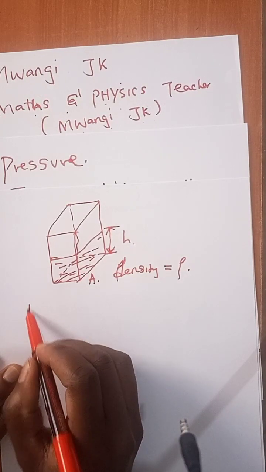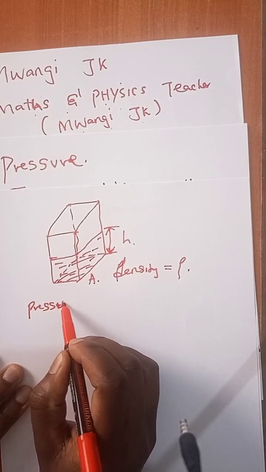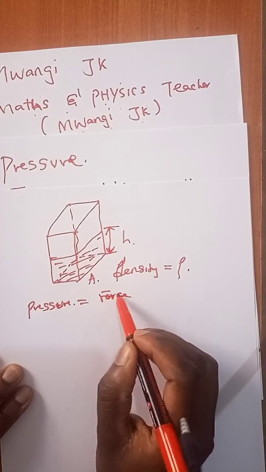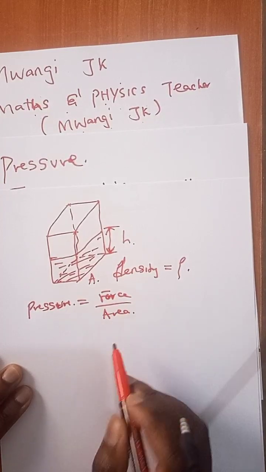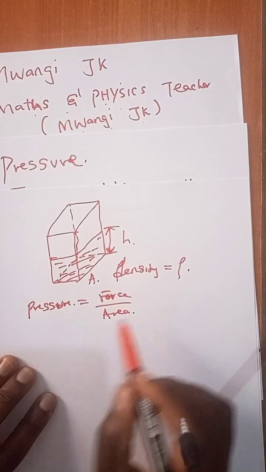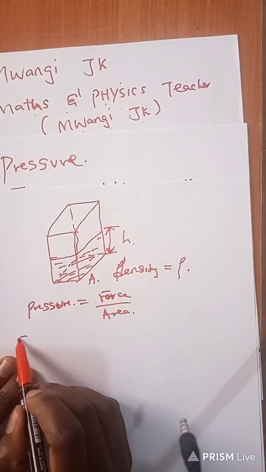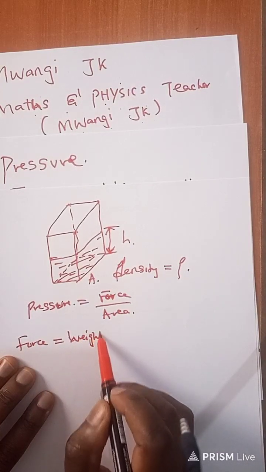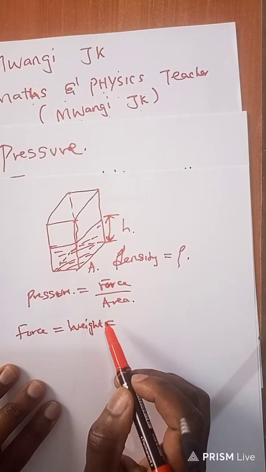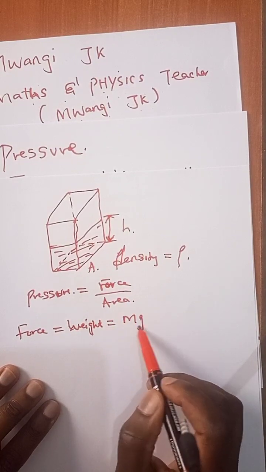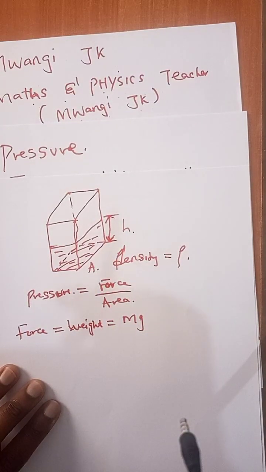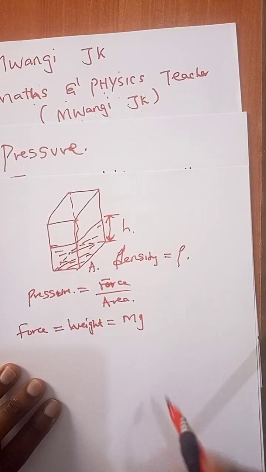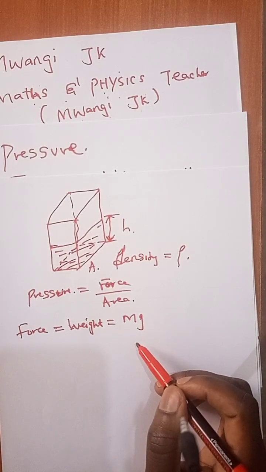Pressure in a solid is given by force over area, and in our case the force will be derived from the weight of the water in this container. The weight is given by mg, the mass multiplied by g, the gravitational field strength.